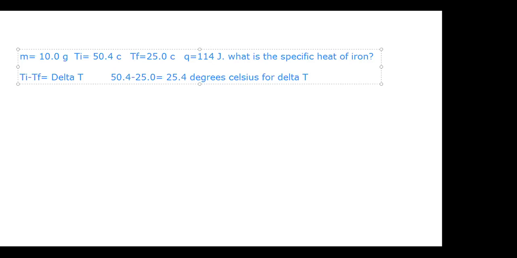So now what we've got to do is plug and chug. And again, there's two ways you can do this, because again, it's Q equals C times M times delta T.